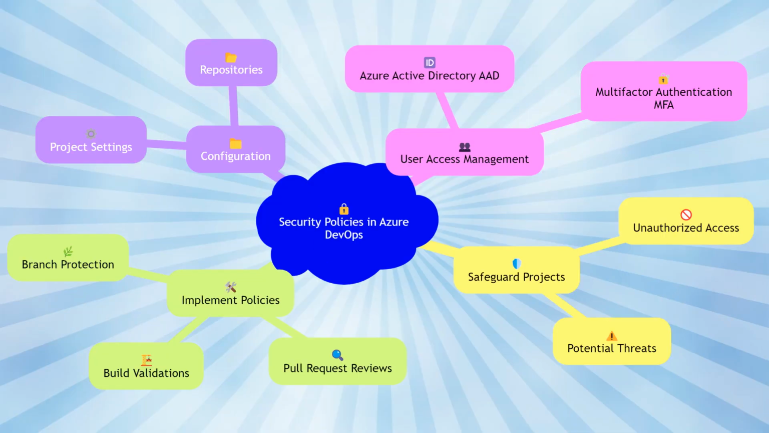Security policies in Azure DevOps help safeguard your projects from unauthorized access and potential threats. You can implement policies such as branch protection, requiring pull request reviews, and setting up build validations. Navigate to Project Settings and select Repositories to configure these policies. Additionally, you can use Azure Active Directory, AAD, to manage user access and enforce multi-factor authentication, MFA, for added security.